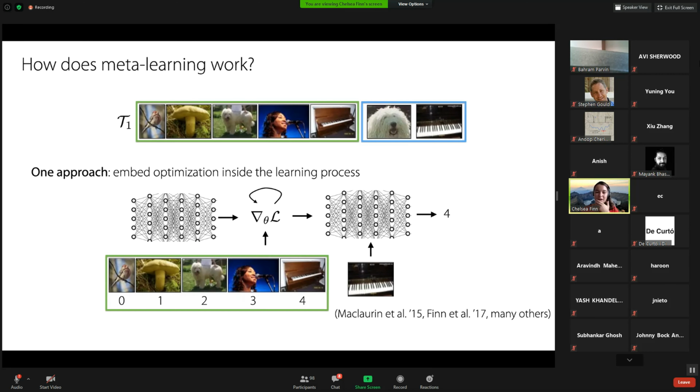And one algorithm that I developed back in 2017 is model-agnostic meta-learning. What this algorithm does is that it learns a set of initial features that are particularly well suited for fine-tuning with small amounts of data, such that with one or a few gradient steps, you can generalize effectively. Okay, so that's a brief overview of meta-learning.